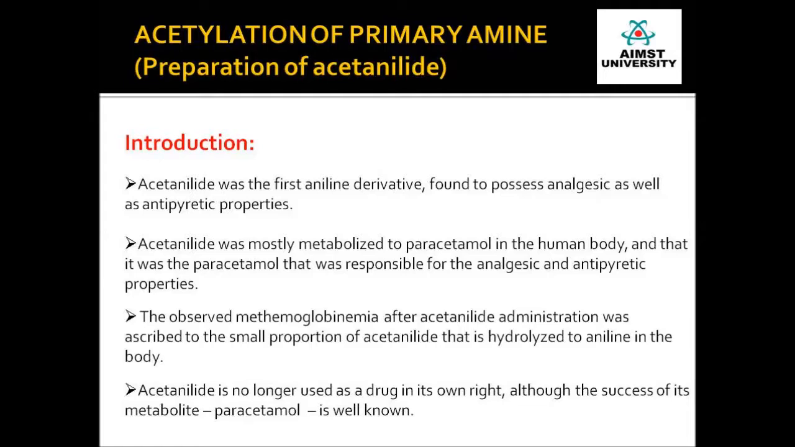After several conflicting results over the ensuing 50 years, it was established in 1948 that acetanilide was mostly metabolized to paracetamol in the human body, and it was the paracetamol that was responsible for the analgesic and antipyretic properties. The observed methemoglobinemia after acetanilide administration was ascribed to the small proportion of acetanilide that is hydrolyzed to aniline in the body. Acetanilide is no longer used as a drug in its own right, although the success of its metabolite paracetamol is well known.